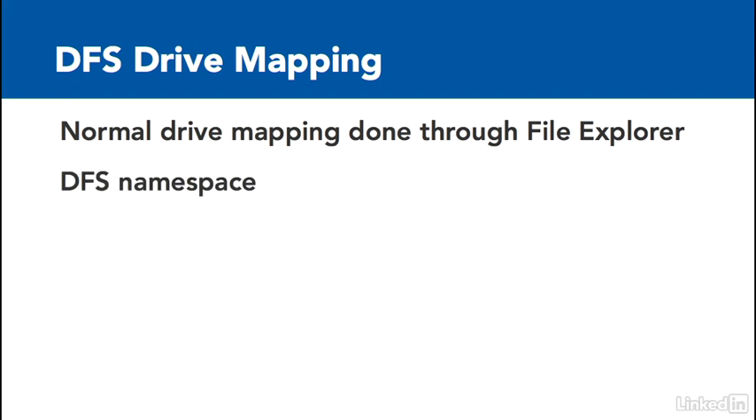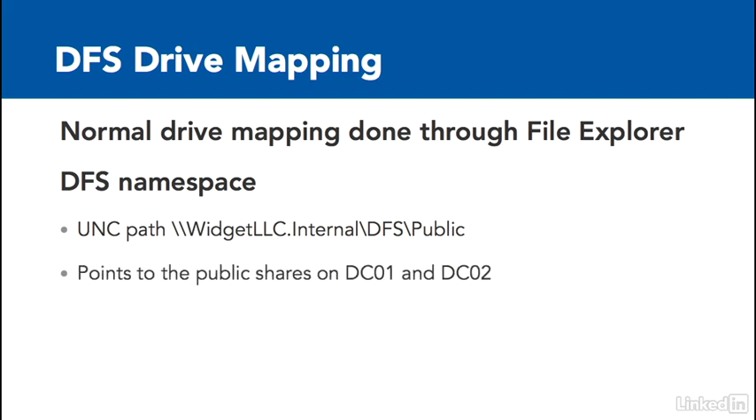So let's first of all look at our DFS namespace we have in our example. The UNC path is going to be widgetllc.local/DFS/public, which we set up in our previous videos. The UNC path stands for Universal Naming Convention. So basically that means from any version of Windows, whether it's the client or the server, you could put in // and then the server or domain name and then the share name.